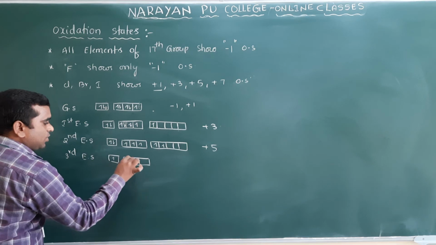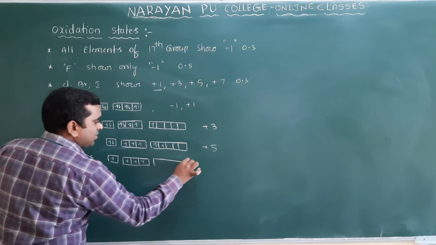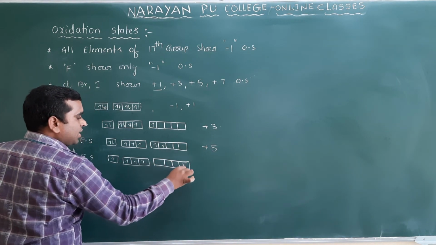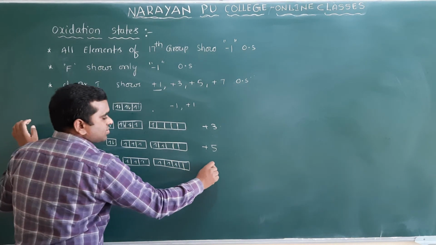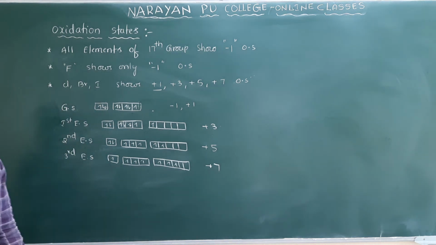In the same way, in the third excited state, this s electron also enters into the d orbital. Clear here? So how many unpaired electrons are there? Here 7 electrons. So this accounts for the +7 oxidation state.